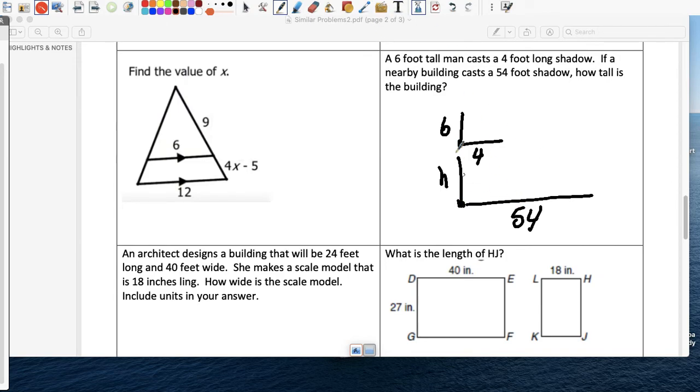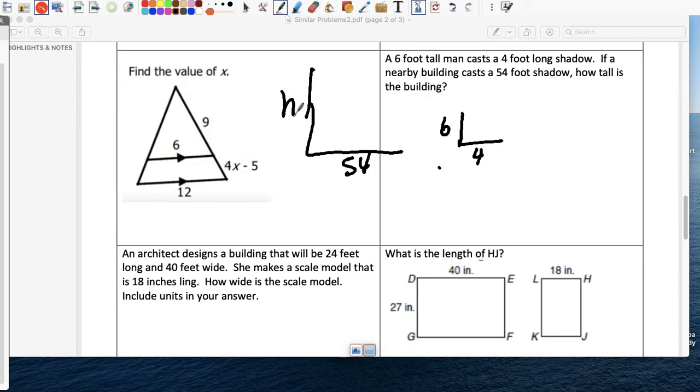This is obviously not to scale, guys. It's just a drawing. Let me draw it again. So here's a shadow, here's the height of the building, which I don't know. So again, we can use similarity, because these two triangles are similar. So let's write the proportion.